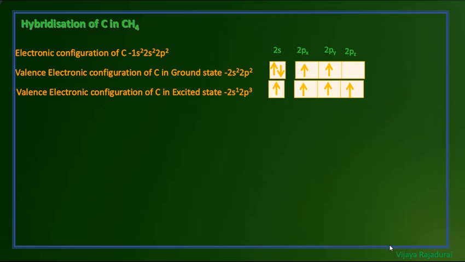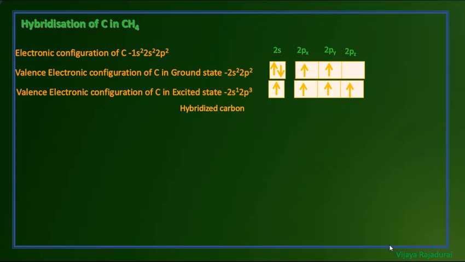In methane molecule, the surrounding atoms are 4 hydrogens. So, carbon needs 4 unpaired electrons. Here, in excited state, the carbon has 4 unpaired electrons. But these 4 unpaired electrons are of different shapes and different energies. Here, we have to make these 4 unpaired electrons the same in energy and shape. So, we have to hybridize these 4 orbitals to get sp3 hybridized orbitals.